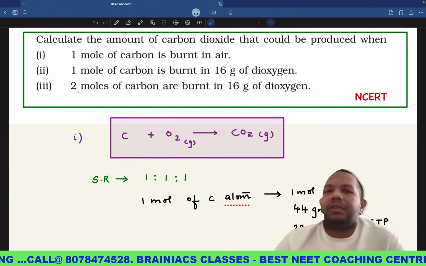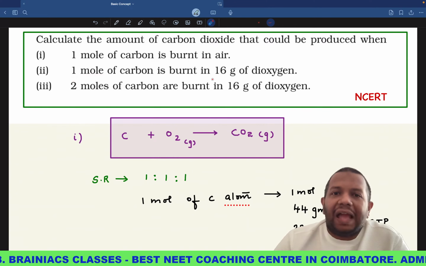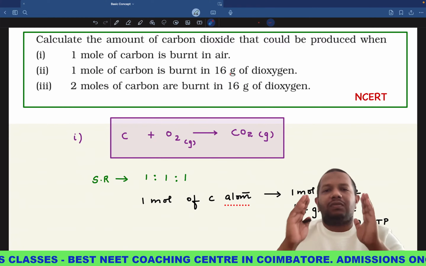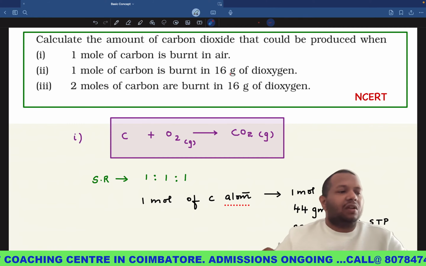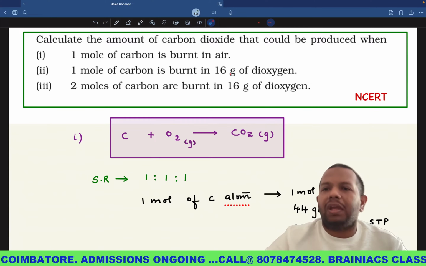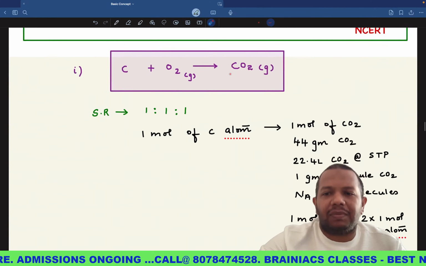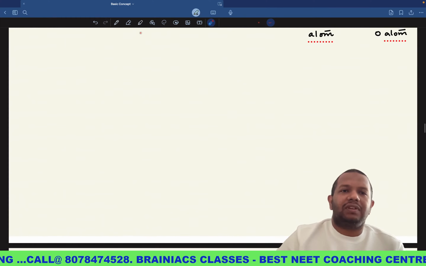So in the next part of the question, if you see, they have mentioned 1 mole of carbon and 16 gram of dioxygen. That means 2 quantities are coming into the picture. So there we have a comparison. So we need to check whether limiting reagent is present or not. Okay, I hope you are getting the concept. Okay, so let's start doing the second part of the question.